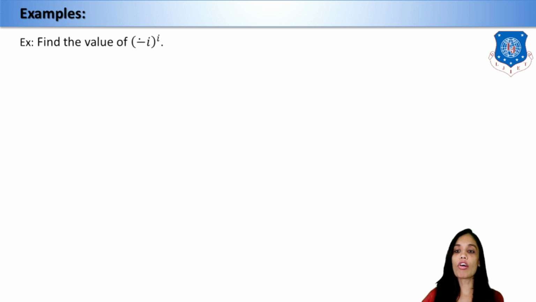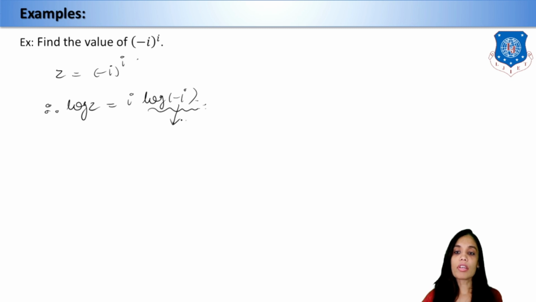We have to find the value of minus i raised to i. So what would we do? Substituting z as minus i raised to i. Now let us take log on both the sides. Therefore log z is equal to i log of minus i. Now I want to find this log of minus i. So from this we can say that x is 0, y is what? Minus 1. So r will be what? Square root of x square plus y square. So the answer is 1. Now y is less than 0, so this lies in the fourth quadrant, right?